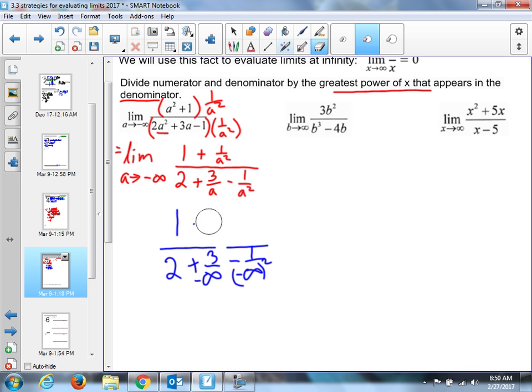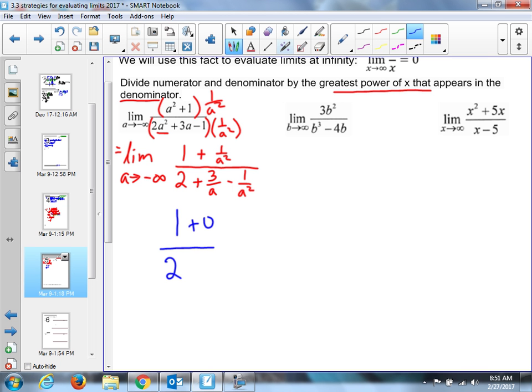Instead, there, I'll just fix this up. It turns out to be 1 over 2, but I'll show you if you want to show your zeros. 1 plus 0. 2 plus 3 over infinity, well, that's plus 0, then minus 0. Now, like I said, if you see the zeros, you could just jump right to a half. I guess I'll finish it right here. Half. That's the biggest mess I've made so far.